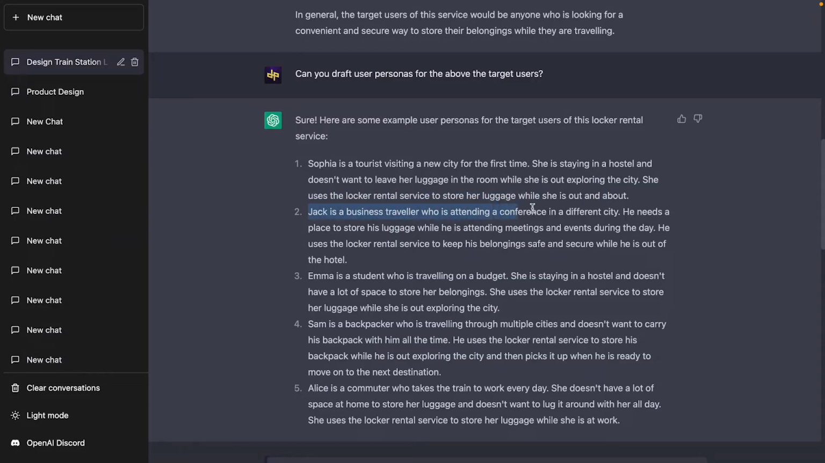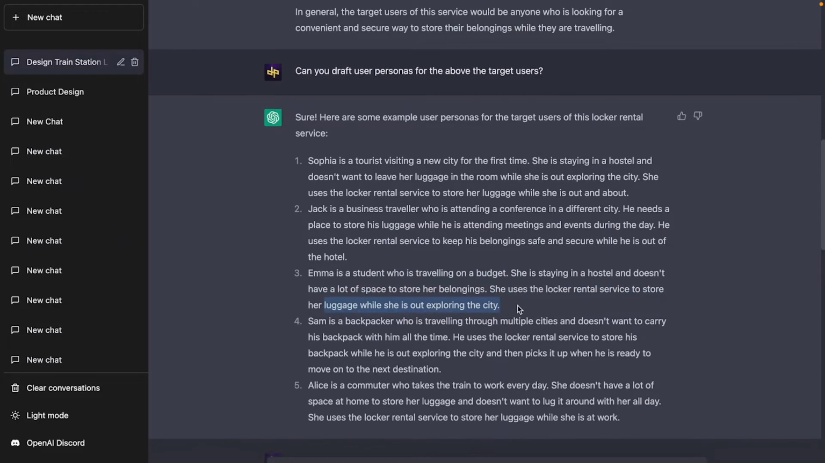Jack is a business traveler who is attending a conference in a different city. He needs a place to store his luggage while he's attending meetings and events throughout the day. Right? Emma is a student who is traveling on a budget. She is staying in a hostel and doesn't have a lot of space to store her belongings. She uses a locker rental service to store her luggage. Right? Now, to be very honest, all of these feel the exact same to me, right? Most of these have a pretty similar use case.